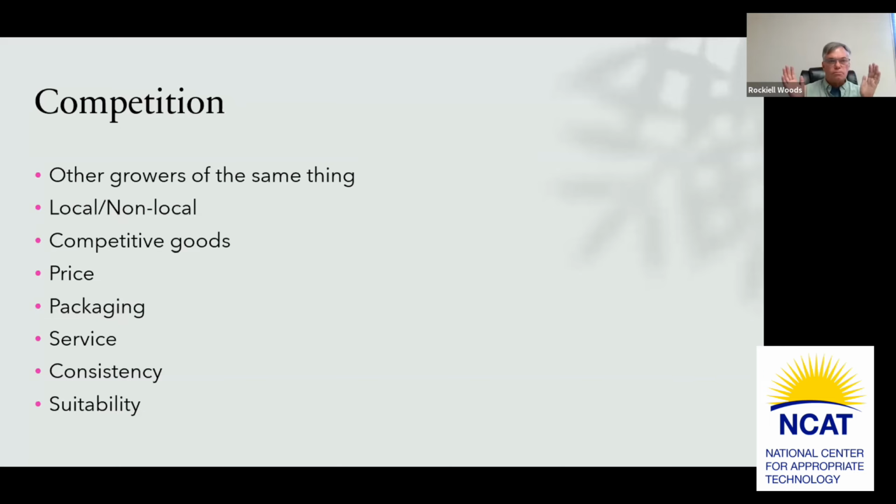There are just a whole laundry list of competition in agriculture. And these are all market risks. Other growers and providers of the same thing that you're growing, whether they be local or non-local. Many of us are even in international markets if we're big enough. But for small farms, you're talking locally around your town, your state or your county.